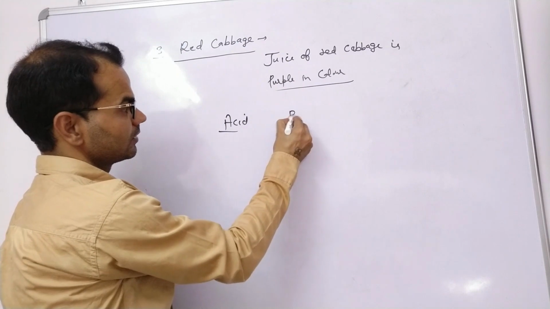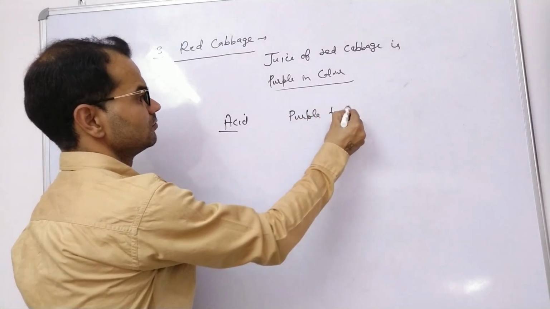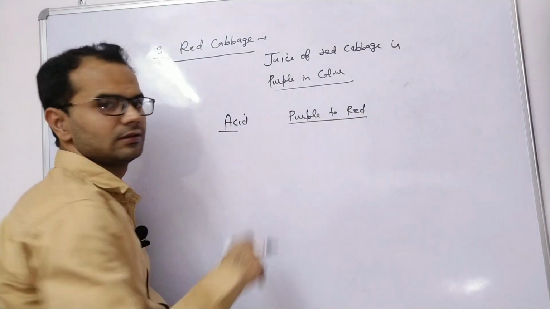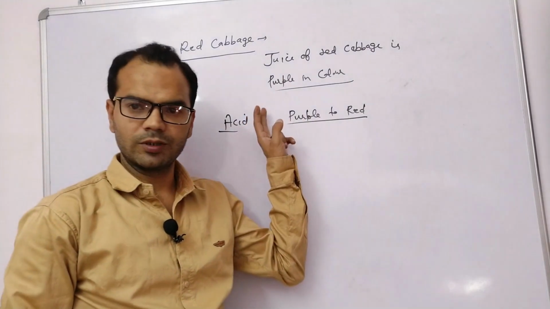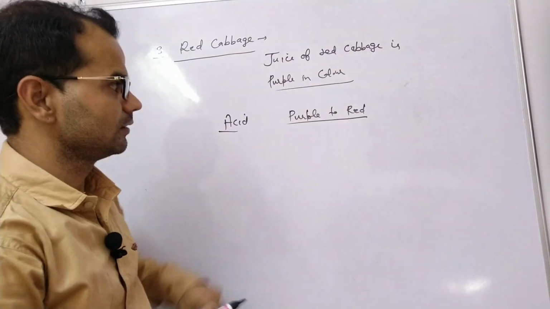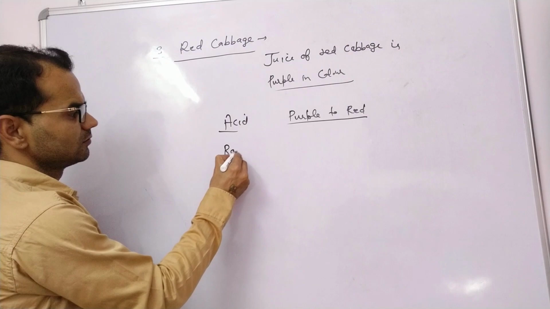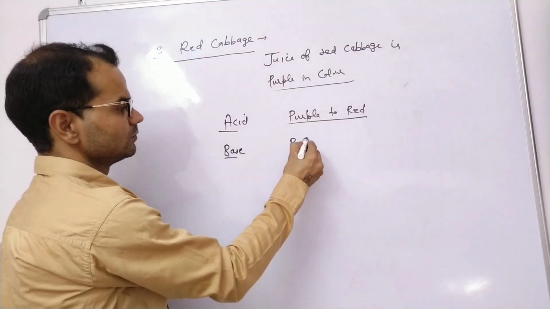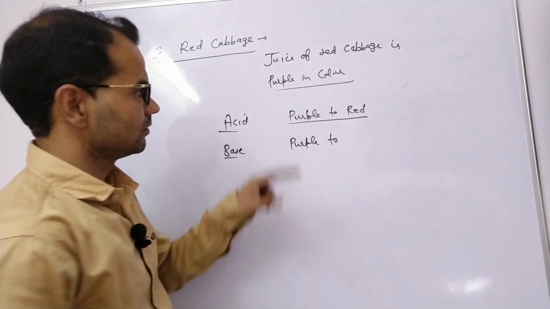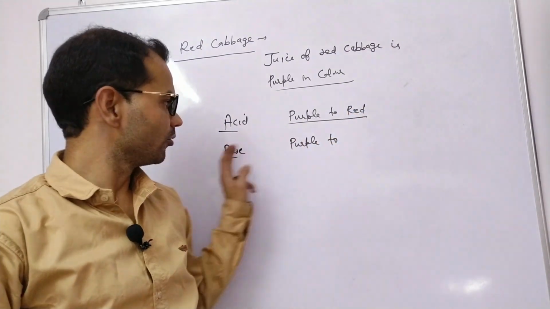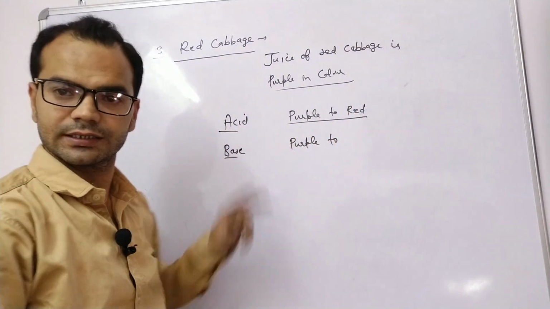Acid changes the purple color to red. Acid changes the color purple to red, and base changes purple to greenish color.